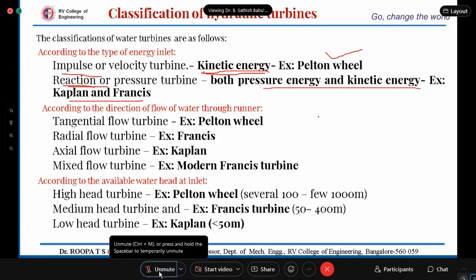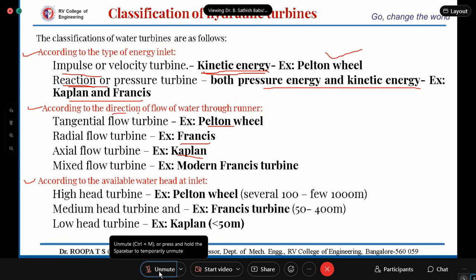So this is a most frequently asked question: write the classification of hydraulic turbines with the examples. Then you have to write all the three categories along with the examples. Kaplan comes where, Francis comes where, Pelton comes where. All those examples also you have to quote. This complete slide you have to understand properly. So based on the type of energy at the inlet, we have impulse and reaction turbine.